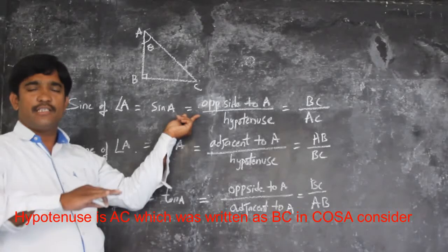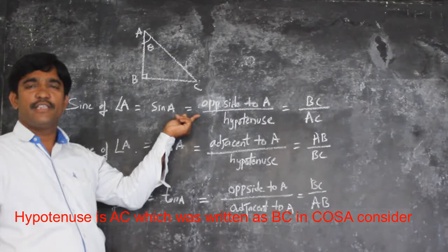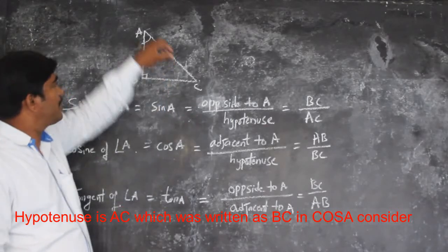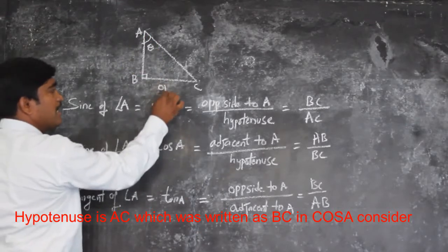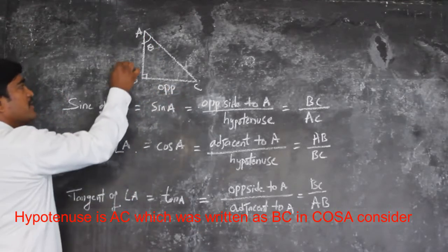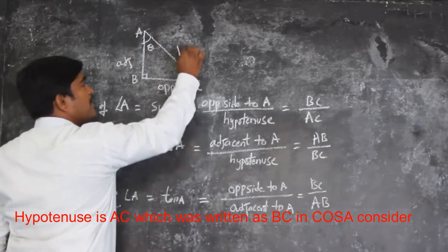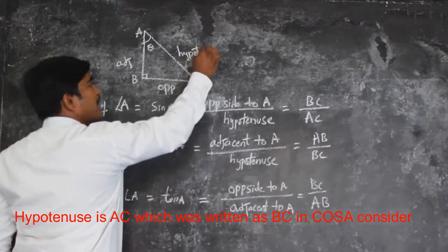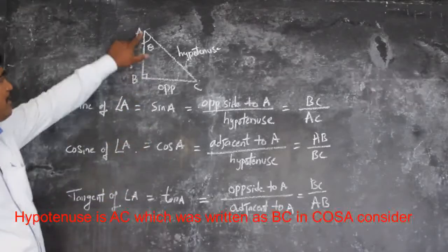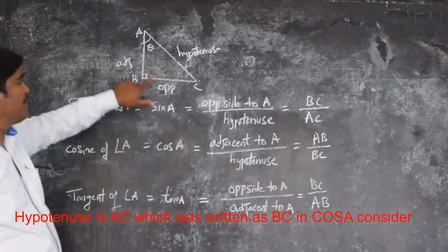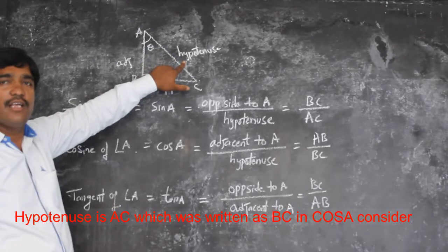It is nothing but the ratio of the acute angles with the sides. Now here if I go for A, as explained previously, this one is the opposite side, this is the adjacent side, and the longest side is always said to be the hypotenuse. Similarly, if I observe from this point, this is the opposite side, this is the adjacent side, and the remaining longest side is always called the hypotenuse.